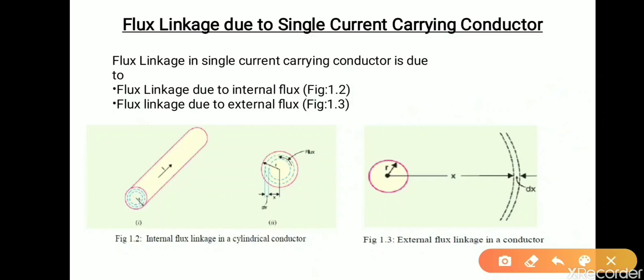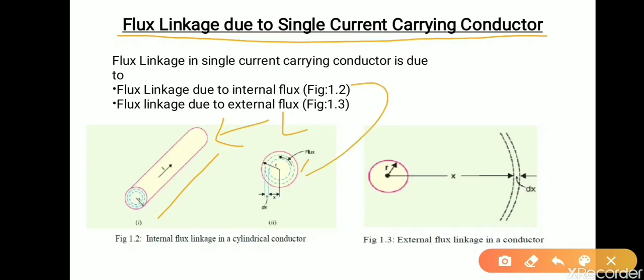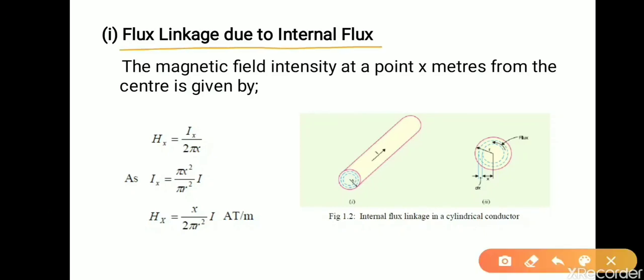Now we are going to discuss the flux linkage due to a single current carrying conductor. As in figure 1.2, we can see that a conductor of length L is carrying a current I and has a radius of R. The total inductance of this conductor will depend upon the flux linkage due to the internal flux and the flux linkage due to the external flux. First we will discuss the flux linkage due to the internal flux.